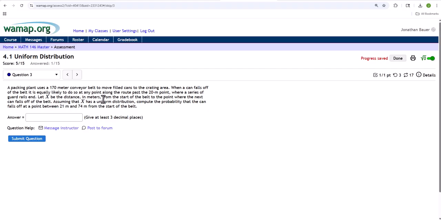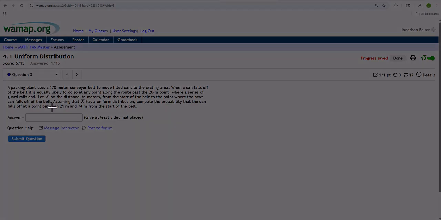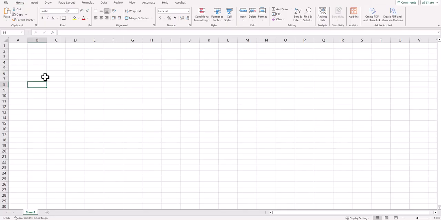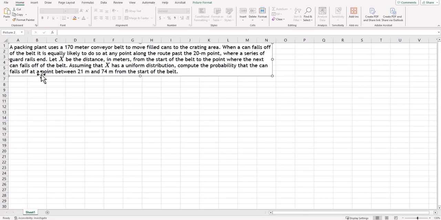Let x be the distance in meters from the start of the belt to the point where the next can falls off. Assume that x has a uniform distribution and compute the probability that the can falls off at a point between 21 meters and 74 meters from the start of the belt. So I'm going to take a little snip here of this and show you how I would do this using Excel. So over here, copy this.